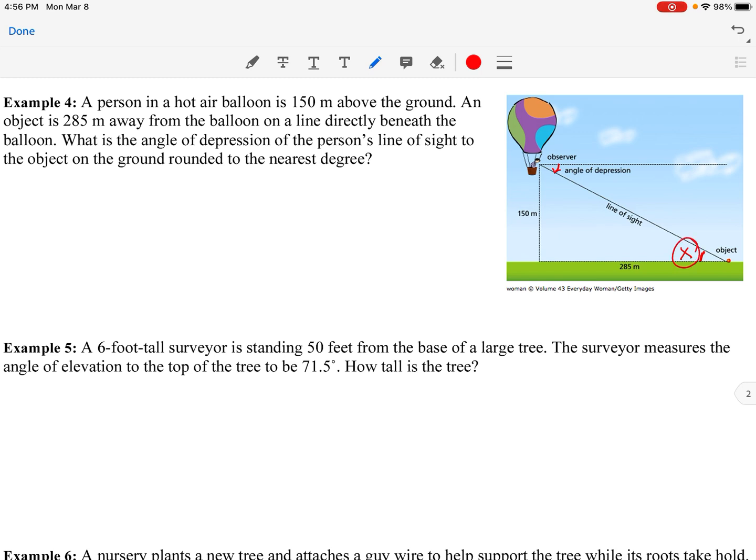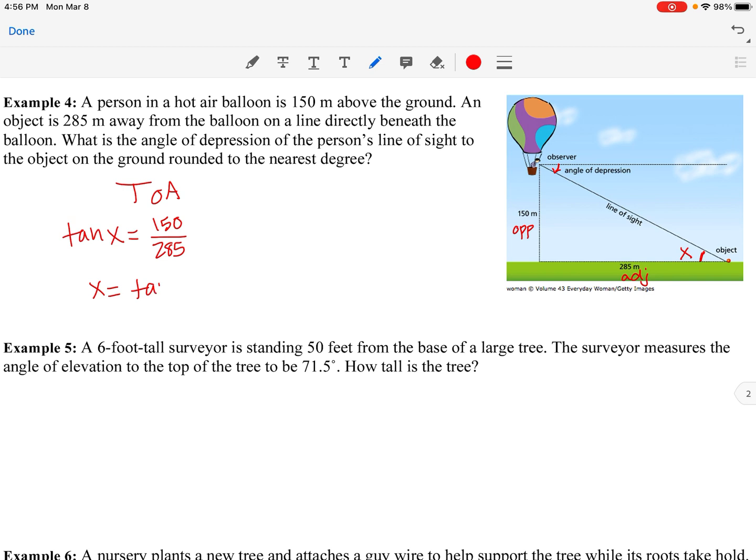So from this angle, since that's the one we're focusing on, we have opposite, we have adjacent. So of our SOHCAHTOA, TOA is the one that uses both of those. So we have tangent of our angle X equals opposite over adjacent.